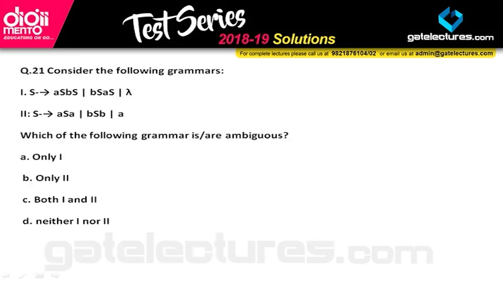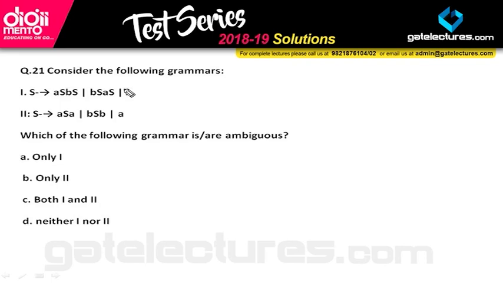So we have our next question, which says consider the following grammars, and they have given us 2 grammars. They are asking which of the following grammars is ambiguous. So we have to check which of these 2 is ambiguous, or whether both of them are ambiguous. To check if a grammar is ambiguous or not, always pick one string and try to make more than one parse tree for the same given string. If you get more parse trees, it means the grammar is ambiguous.